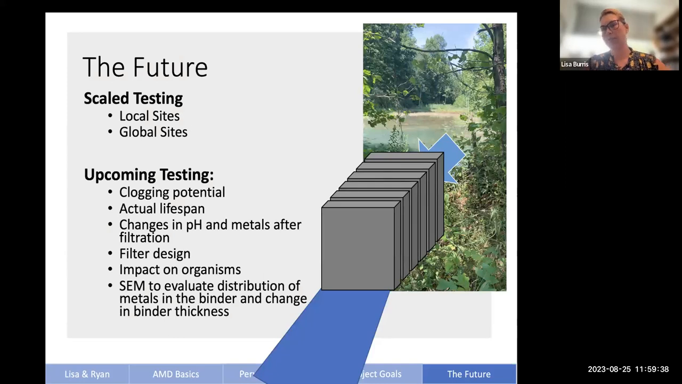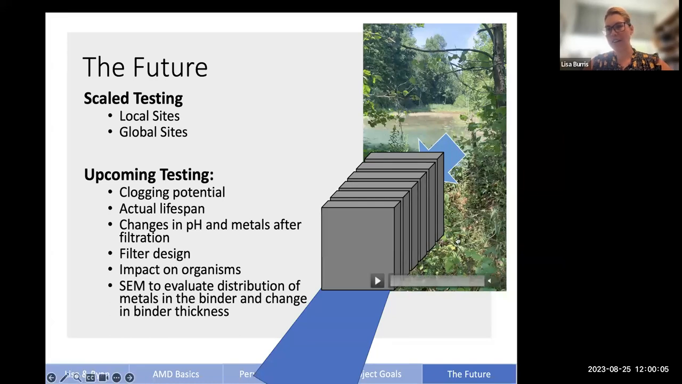So we have gotten some funding from the university and are going to be installing a filter at the site that I showed before out in the wilds within the next month. We're going to test a lot of things that were really difficult to track in the lab. We're going to look at clogging potential, how fast the water just gets gummed up with dirt and sediment in front of the filter. And that is part of the reason for this kind of odd filter design as well.